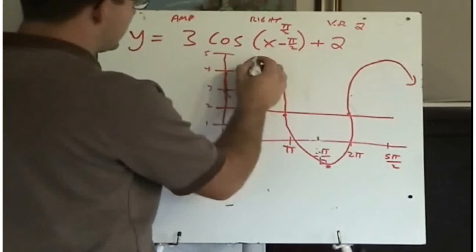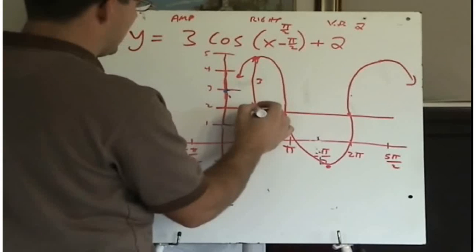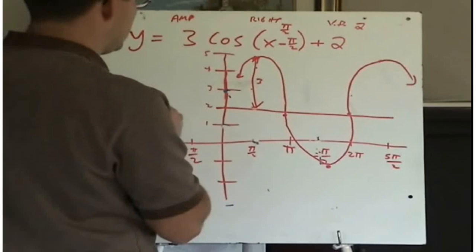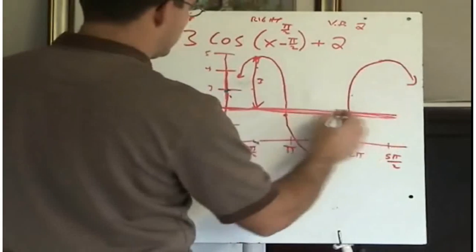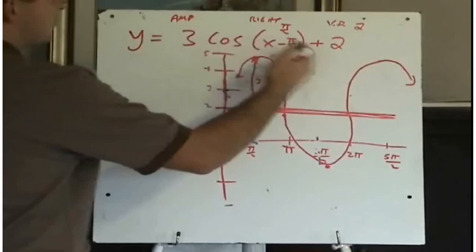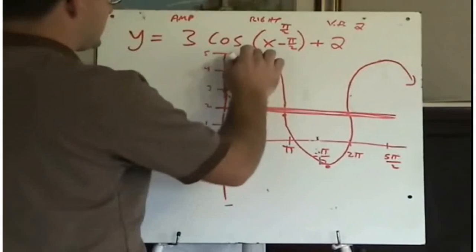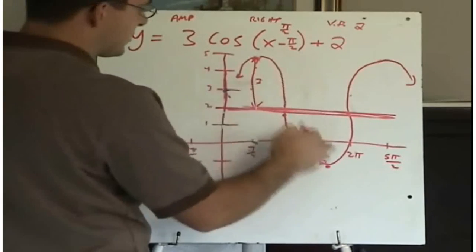And is it moved, here's our key point up here, is it moved right pi over 2 and up 2? Yes. We have a center here of 2, and it's moved right pi over 2. So once you've drawn it, it's very easy to check. Do we have a vertical displacement of 2? Yes. Do we have an amplitude of 3? Yes. And is this graph moved right pi over 2? Yes. It starts at pi over 2 as a cosine graph.